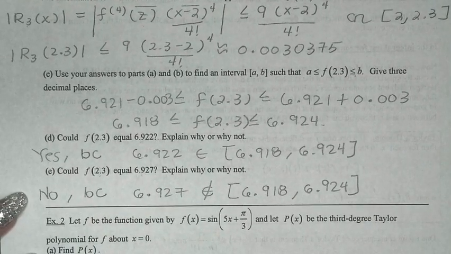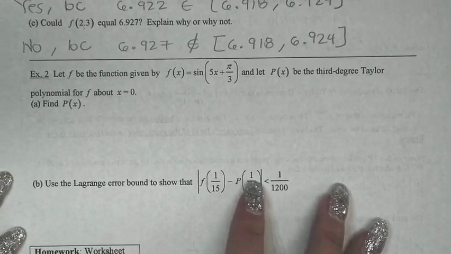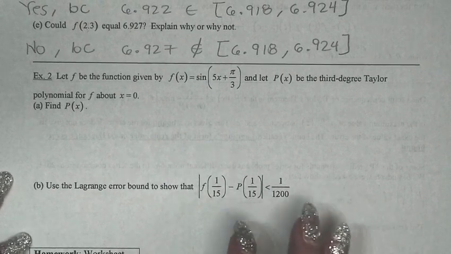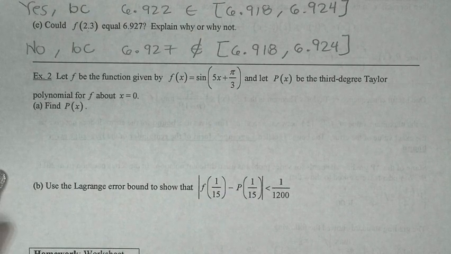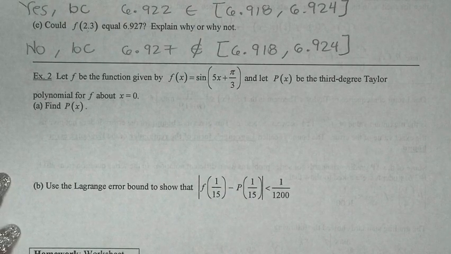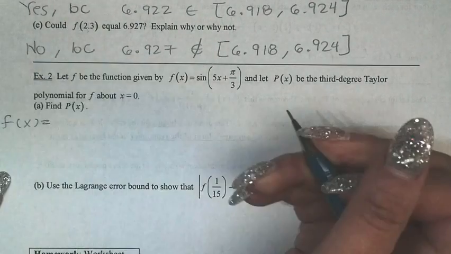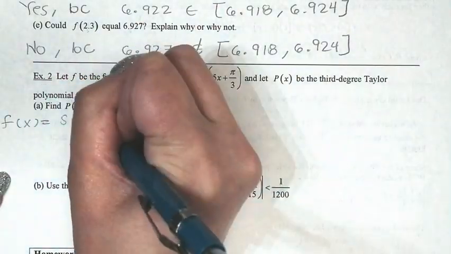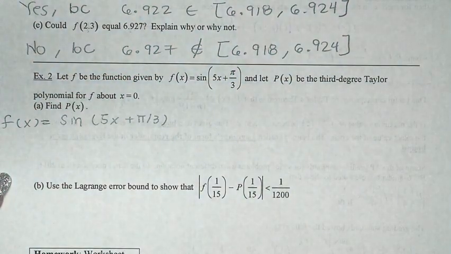Okay, so the next problem that we have over here talks about a function f of x being equal to sine of 5x plus pi over 3, and they want you to compute the third degree Taylor polynomial for f about x equals 0. So technically speaking, this is a Maclaurin polynomial. Okay, so what are you going to do here? What you know is that f of x is going to be equal to sine of 5x plus pi over 3. Okay, so here I need more derivatives, right?